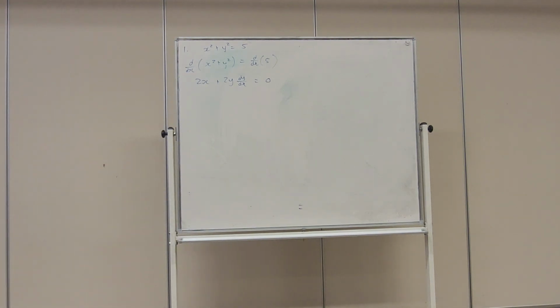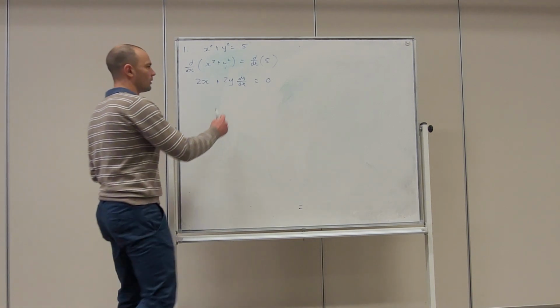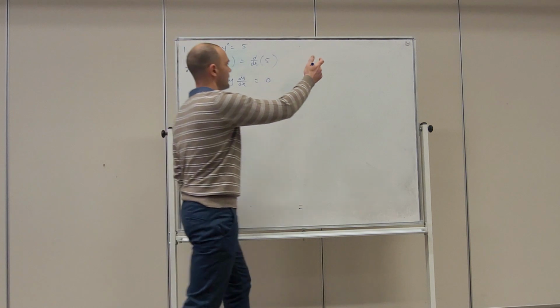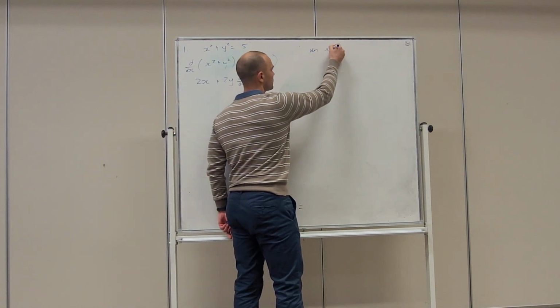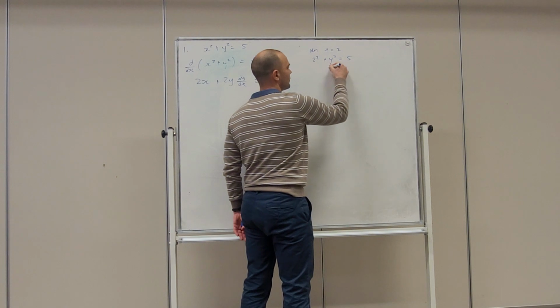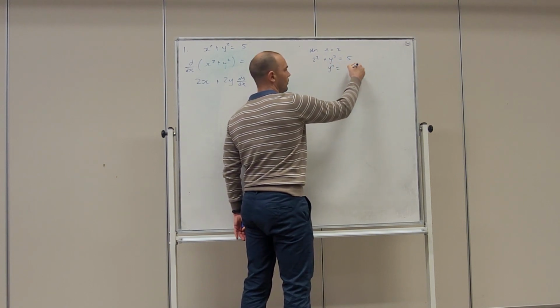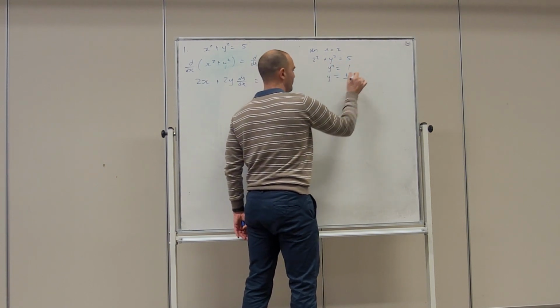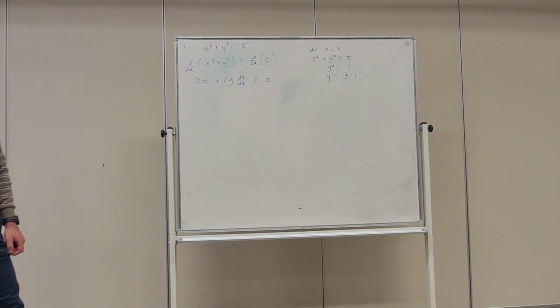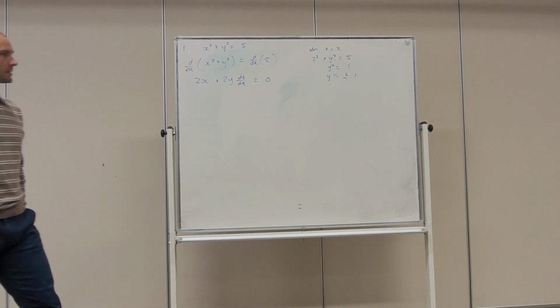Now we want to know what's the slope when x is 2. When the x value is 2, what's the value of dy on dx? Well, let's go back up to this equation. When x is 2, we're going to have 2 squared plus y squared equals 5. We have y squared equals 1. Y is plus or minus 1. We have 2 possible values of y, but we only have the one possible value of x.